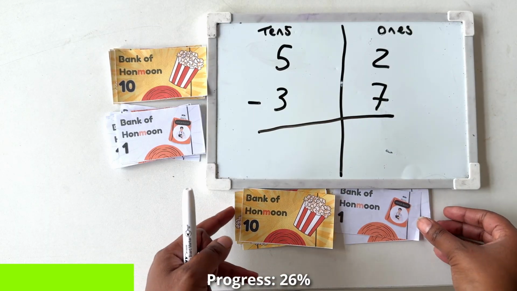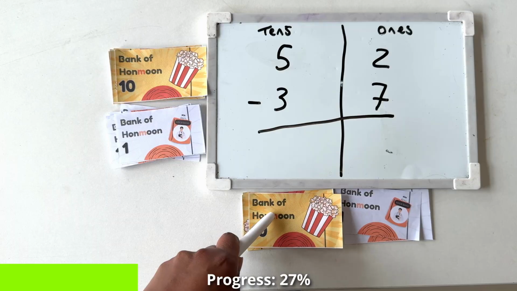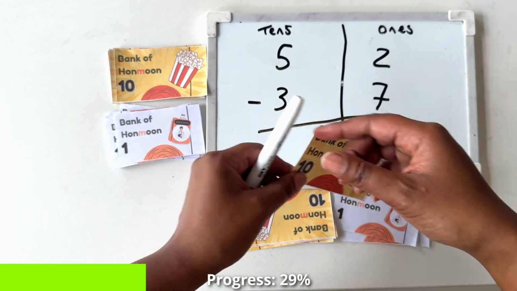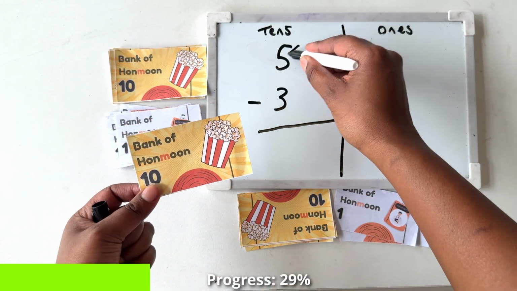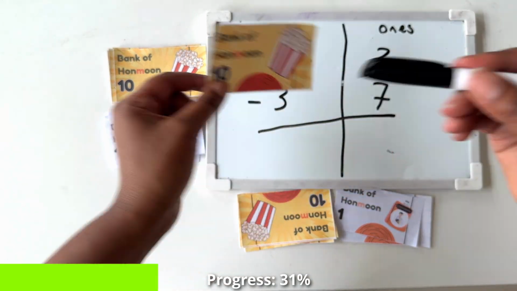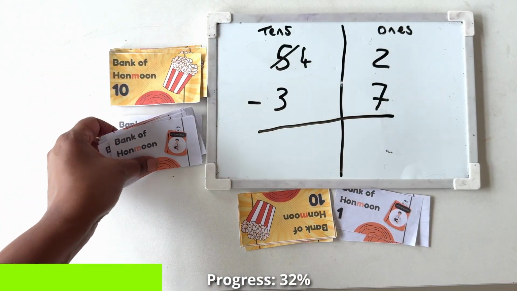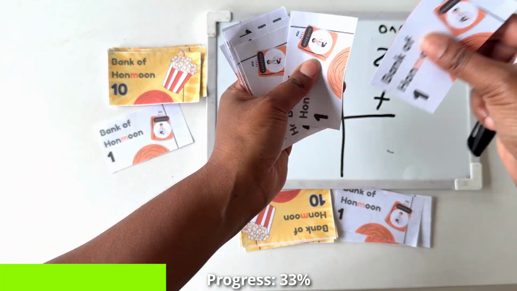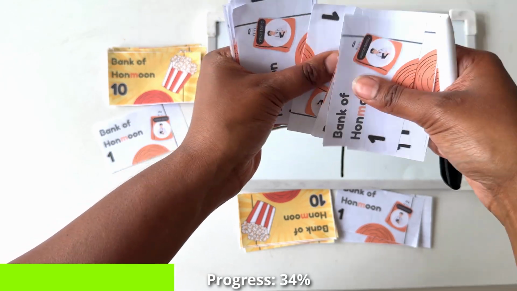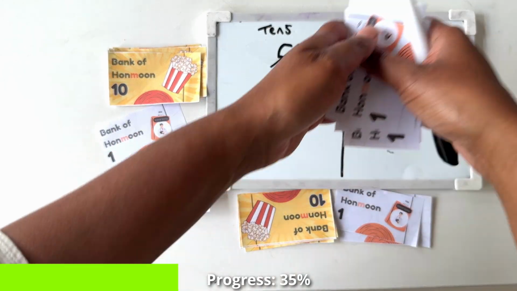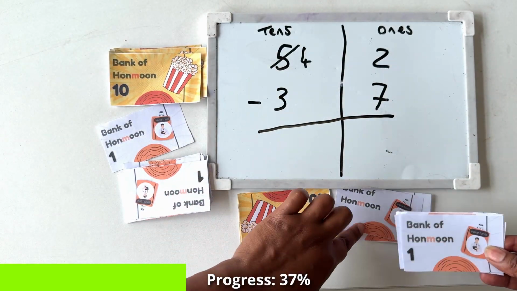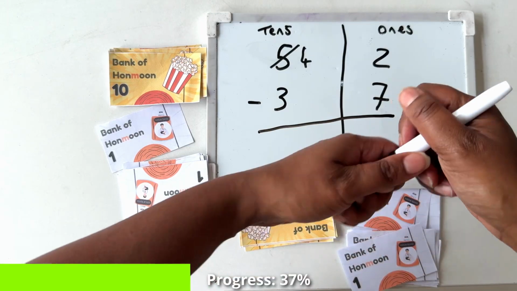So what I'm going to do is I'm going to regroup this 10 into ones. So I'm going to take this away, which means that this is no longer 5. It's now 4. I'm going to change it into ones. 1, 2, 3, 4, 5, 6, 7, 8, 9, 10. And I'm going to bring the ones and regroup them into this column, which means I have 10 ones and 2 ones, which makes 12.